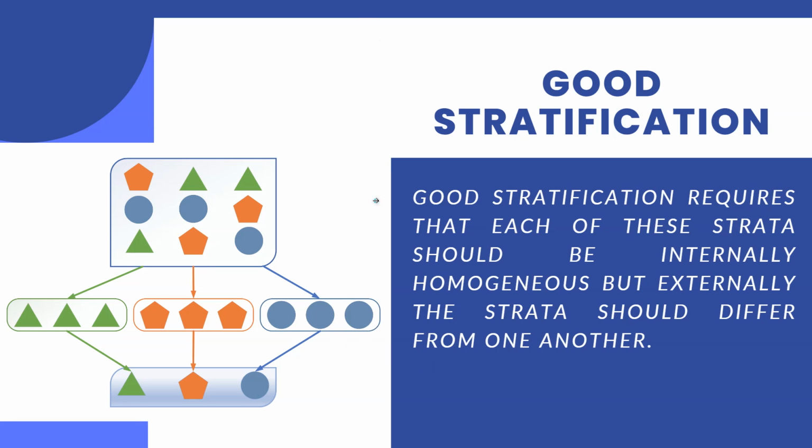What is good stratification? Good stratification requires that each of these strata should be internally homogeneous. This is stratum 1, stratum 2, stratum 3. As you can see, all the sampling units of stratum 1 should be internally homogeneous, but externally the strata should differ from each other. When you compare stratum 1 with stratum 2, they have different characteristics. Stratum 2 is different from stratum 3.